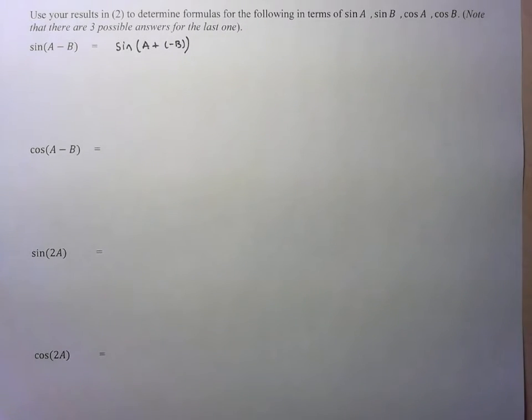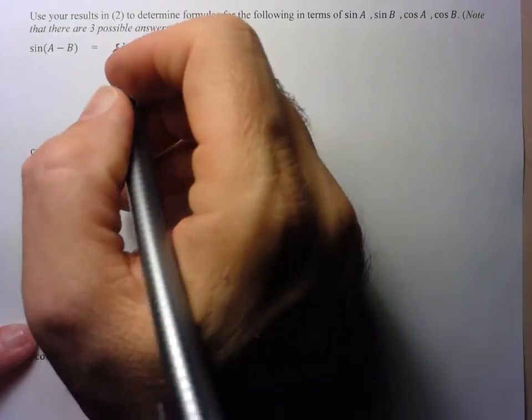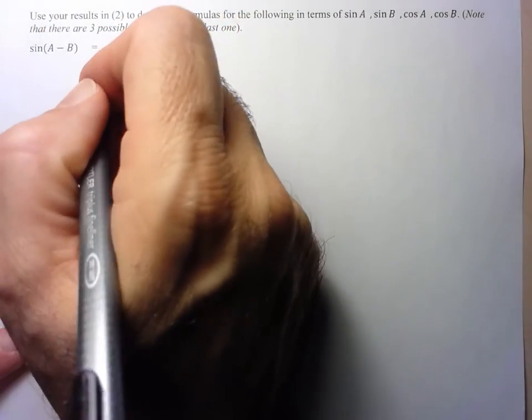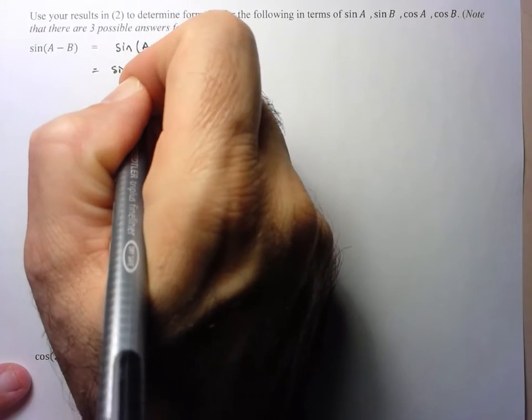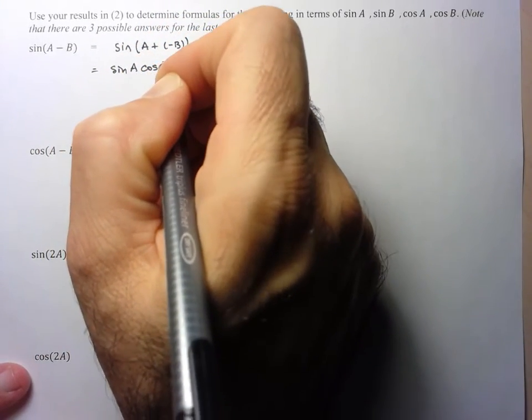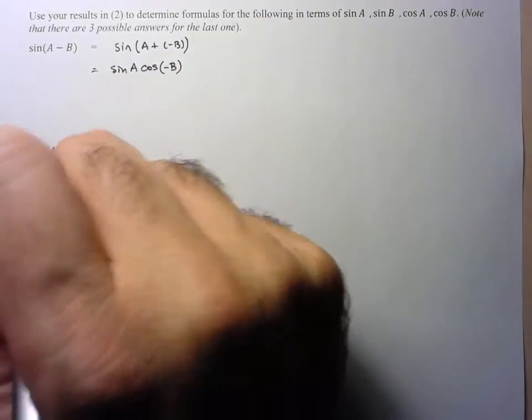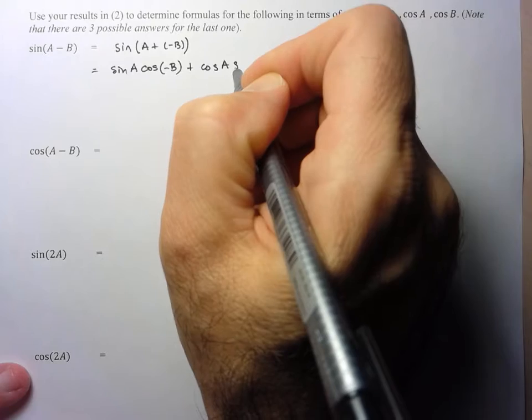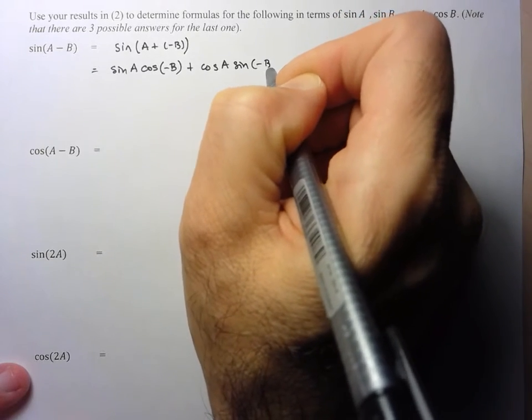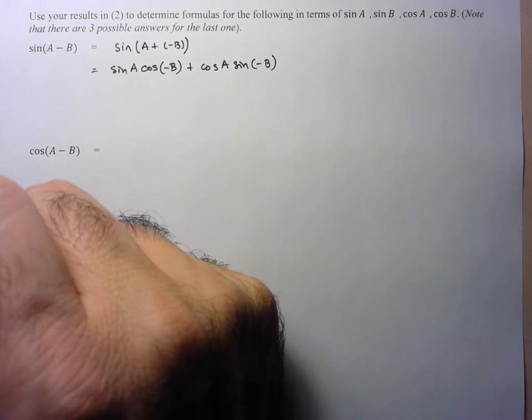All right, so we're back here, and let's see what happens when I apply my formulas to this here. So let me just apply the formula. It's sine of the first times cos of the second, but remember this is minus b now, plus cos of the first times sine of the second, which again is minus b, right?